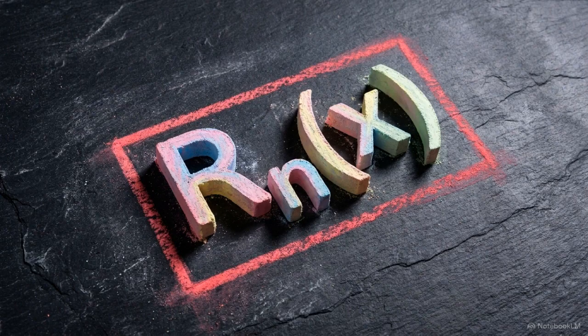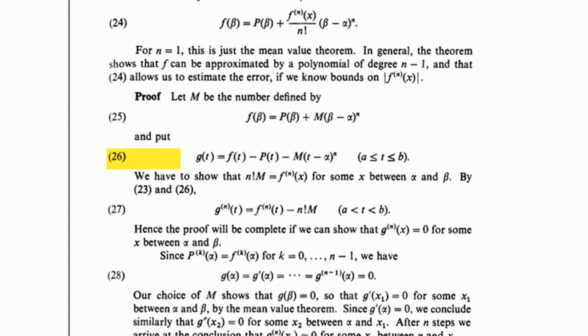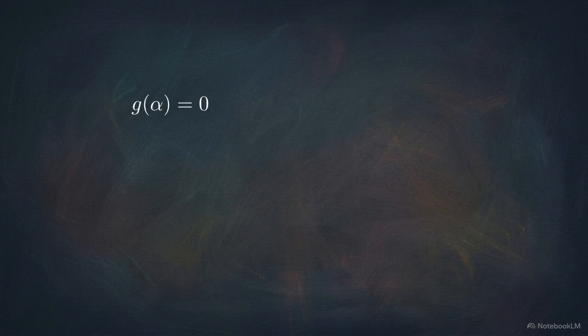In strict mathematical analysis, constructing the matching polynomial is trivial. The true genius lies in isolating, bounding, and strictly defining the error it leaves behind. To prove this, Rudin defines M in equation 25 to represent that missing gap at beta. He then builds an auxiliary function, g of t, representing the original function minus our polynomial, minus the scaled error term. This sets up two critical boundary conditions.